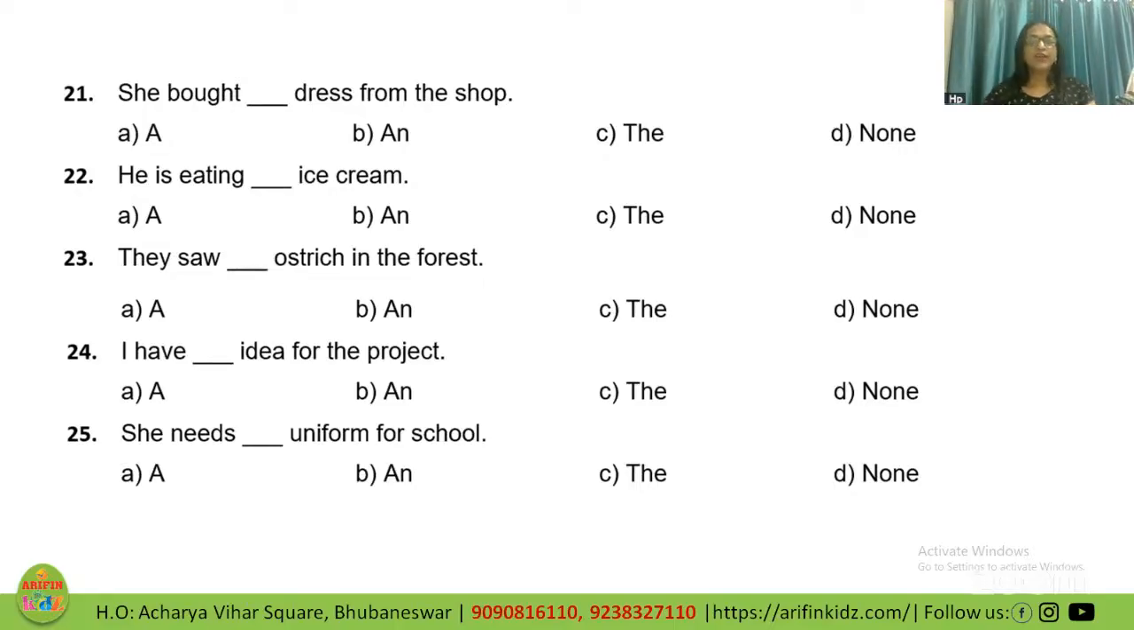Then question number 24. I have dash idea for the project. Tell me, question number 24, which one is the correct answer?